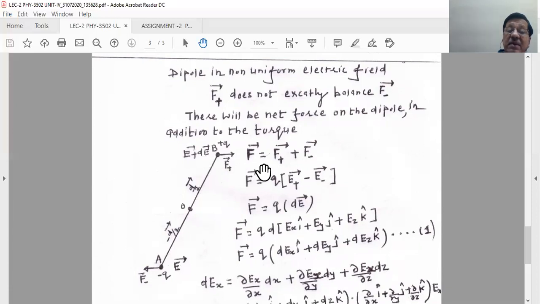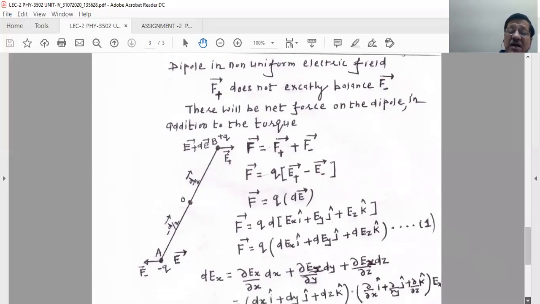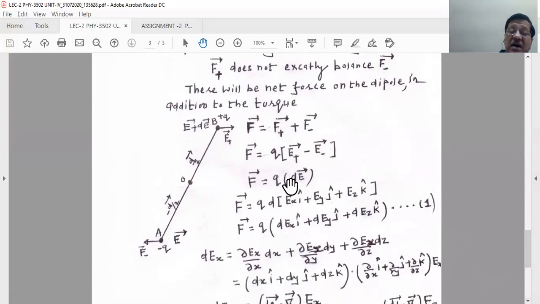Please remember, I wrote the expression of F plus here. I wrote the expression of F minus here, and ultimately I get the expression of the net force acting on a dipole is equal to Q times dE. So you see, now let us apply the principle of vector calculus. You know that vector E, when you write in a Cartesian coordinate system, dE means change in E. So it is Q.